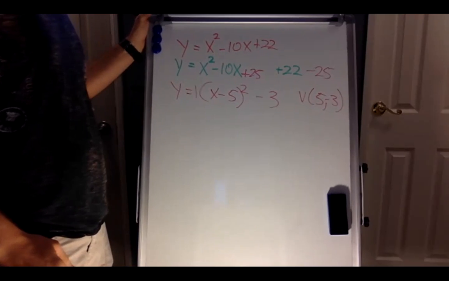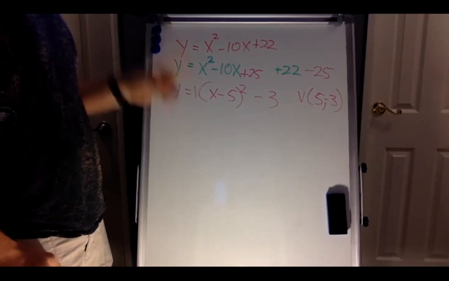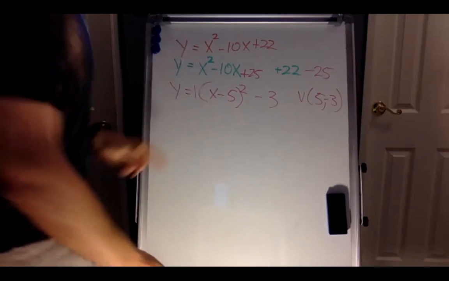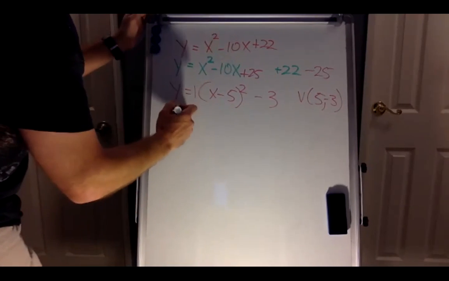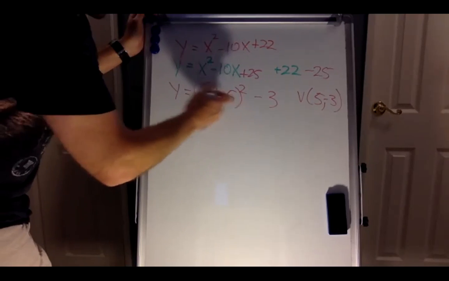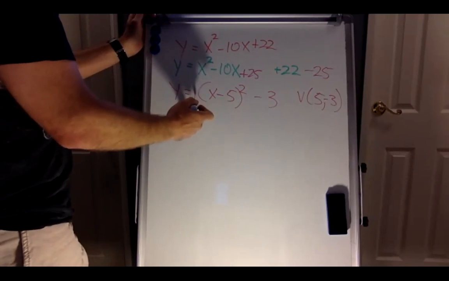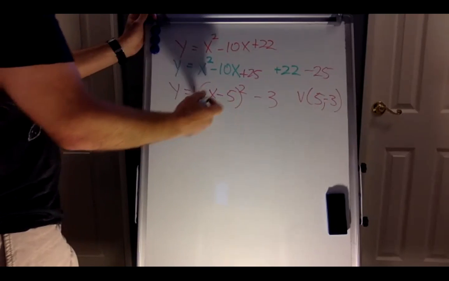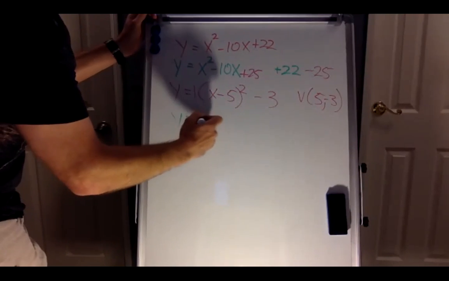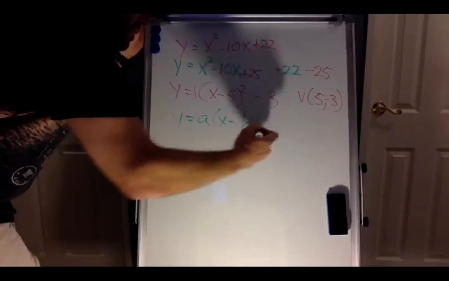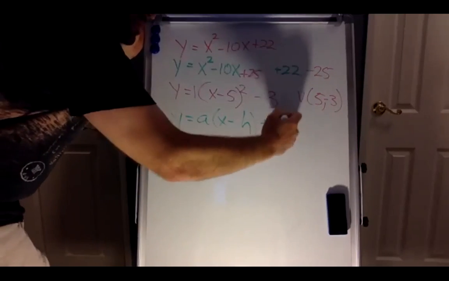Why is it a positive 5? Because of what we talked about here. The form is change in x, right? This is change in x. Yeah, it's minus. The formula is y is equal to a, x minus whatever the h is, plus whatever the k is.